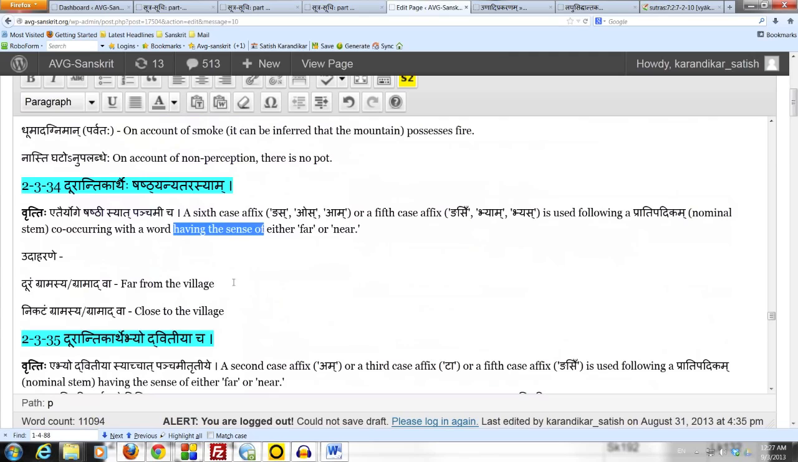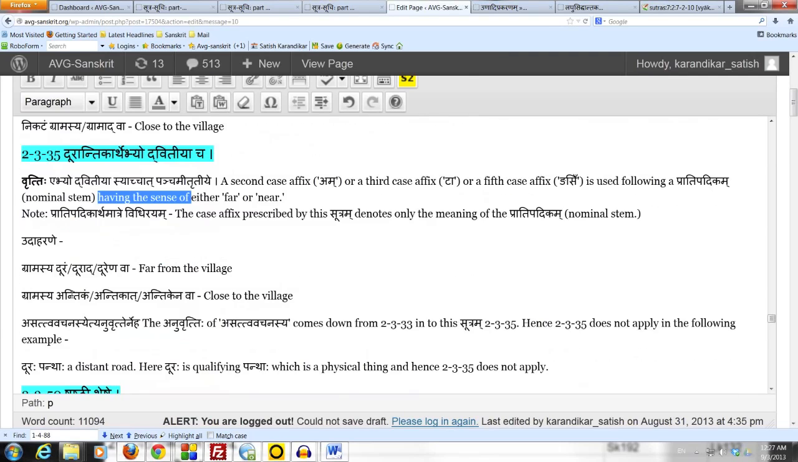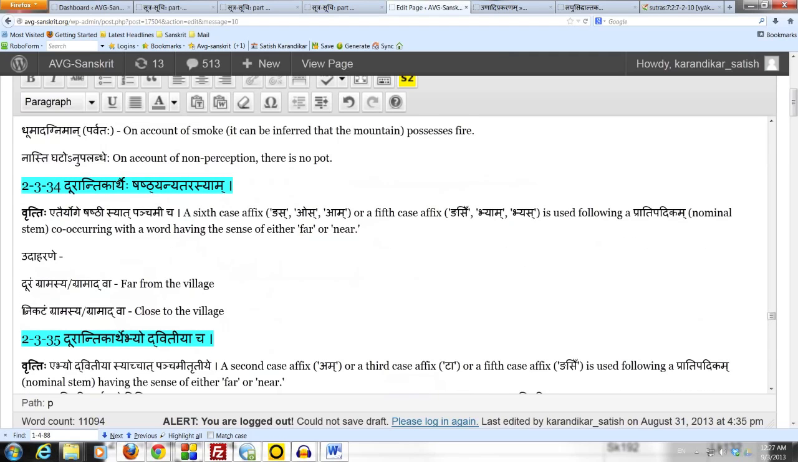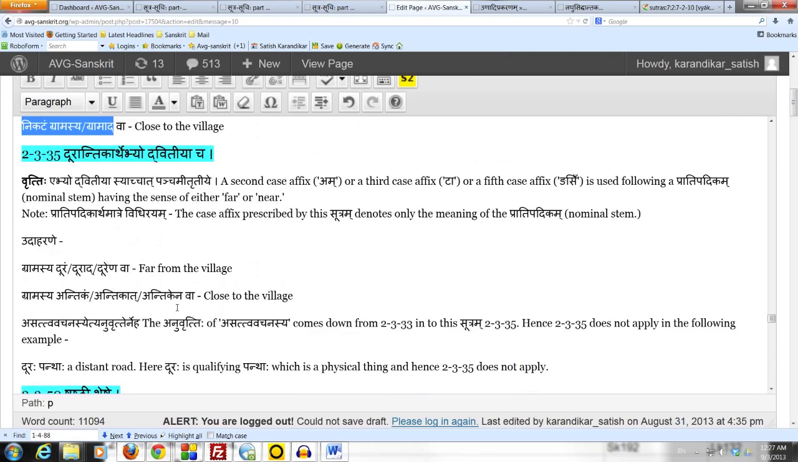Say gramasya viprakrishtam, viprakrishtat, viprakrishtena va. Viprakrishta also means far away. Similarly, gramasya antikam, antikat, antikena va, close to the village, in the vicinity of the village. Here also we could say gramat as per the prior sutram 2.3.34. And we could also have a synonym of antika. So we could say gramasya nikatam, nikatat, nikatena va.